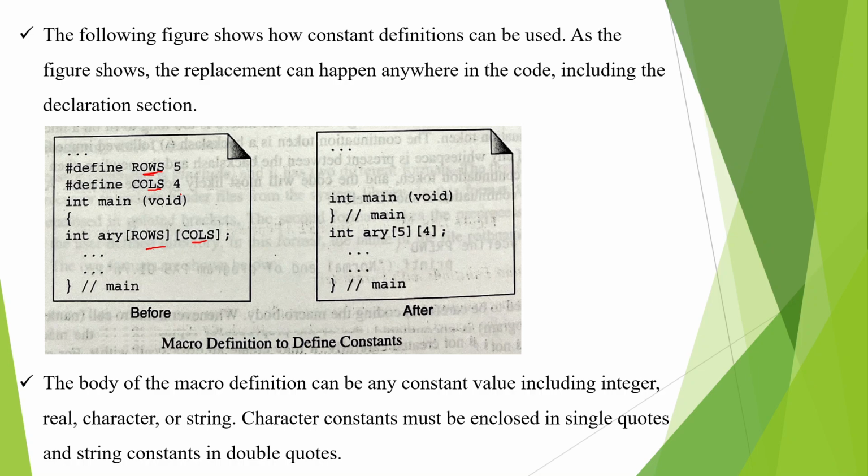So what can we keep as a body in a macro definition? You can include regular integers. The last point here they have given, you can read about it. What can we keep as a body in a macro definition? Any type of constant value we can include, ma. You can include integer, real number, character, string, anything. If it is a character, use single quotations. If it is a string, use double quotations. We already know that.